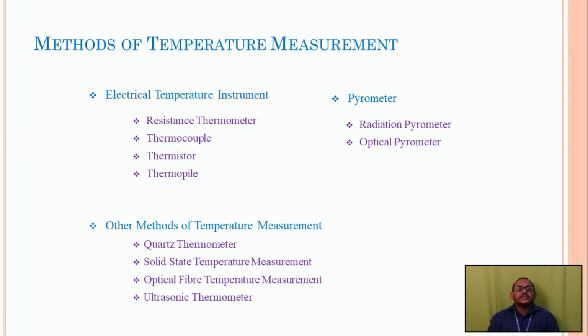Without contact of the sensor, they bypass the radiation or optical light source and measure the temperature by using pyrometers. The electrical type comes under the contact type. They are physically in contact with the temperature source, and based on that they measure the temperature.